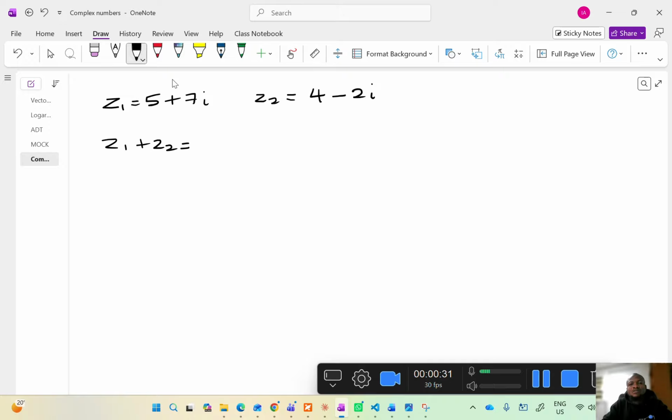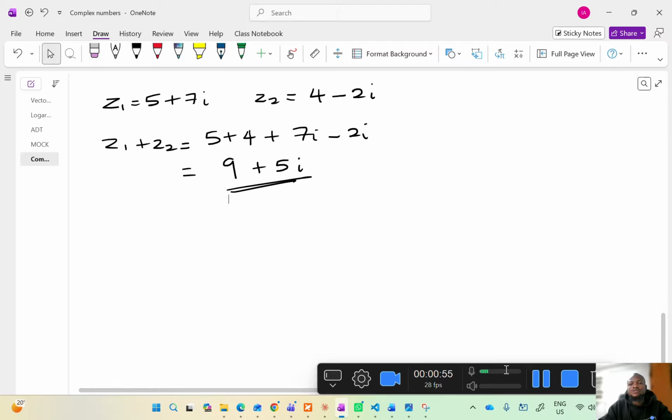Okay, then when you're adding two complex numbers, what you are going to do is to add the real parts and also add the imaginary parts. It's as simple as that. So that becomes 5 plus 4, plus 7i minus 2i, and this is 9 plus 5i, isn't it? So that is the solution. I believe this is well understood.